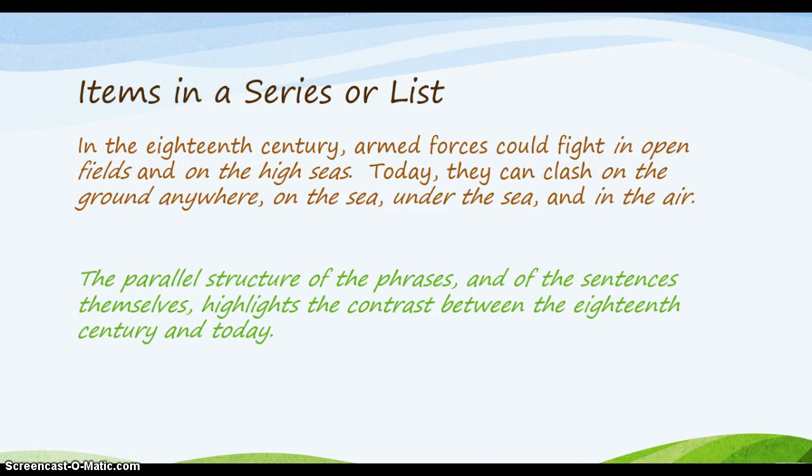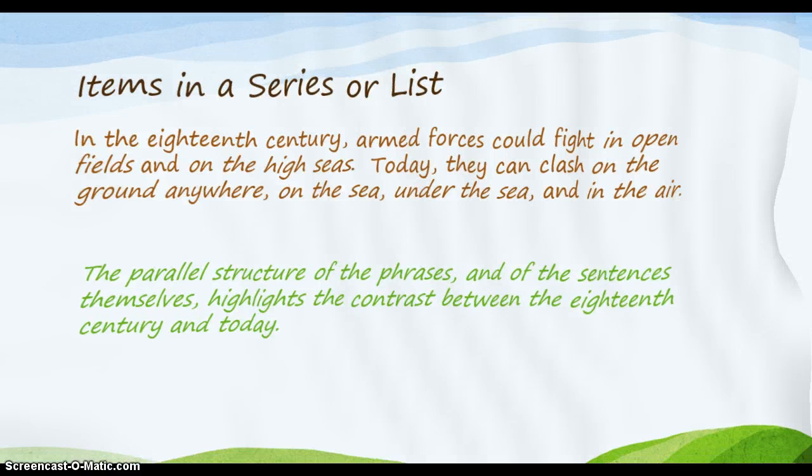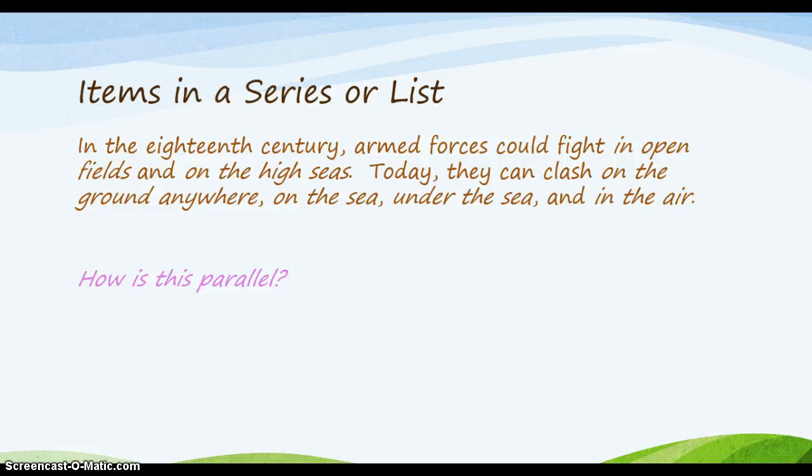In the 18th century, armed forces could fight in open fields and on the high seas. Today, they can clash on the ground anywhere, on the sea, under the sea, and in the air. Now, the parallel structure of the phrases and the sentences themselves is what highlights the contrast between the 18th century and today. Now, I know you're looking at this and wondering, how is this parallel? I don't understand. So I'm going to break it down for you piece by piece.